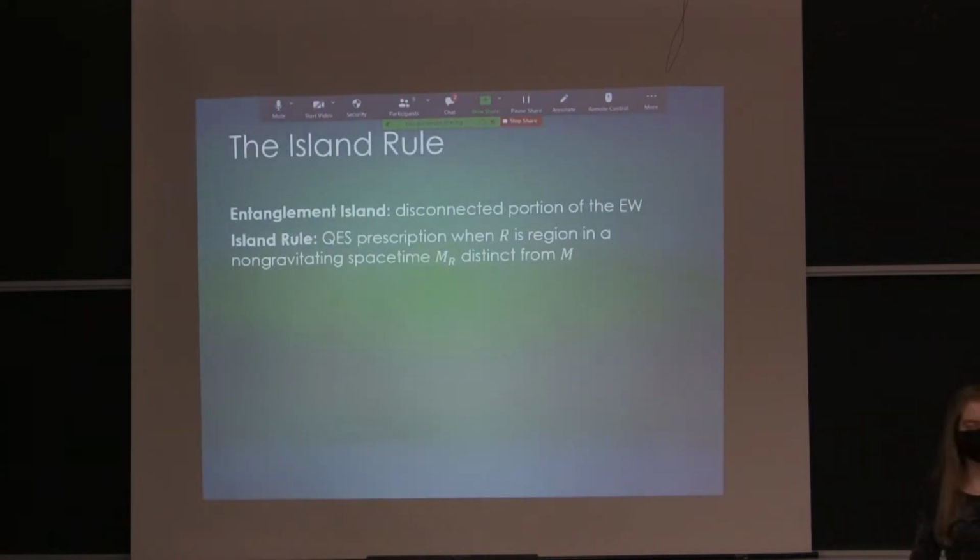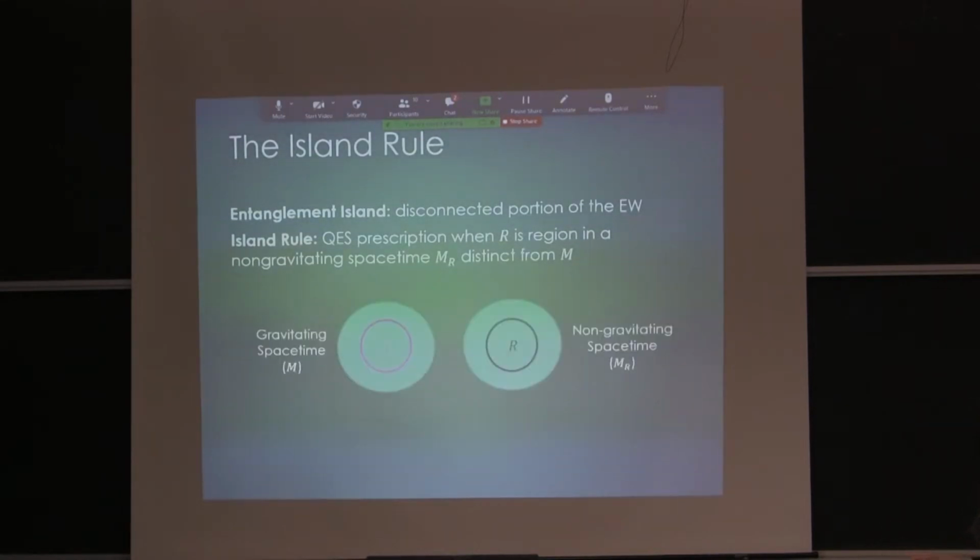So as Raphael mentioned, islands, so that's where I'm going next. One of the key insights, perhaps you could say, in these calculations for computing the Page curve was realizing that at a particular time, there is a so-called entanglement island, which contributes to the entanglement wedge. This entanglement island is a disconnected portion of the entanglement wedge. It's disconnected from the region R that is being computed. And in the case that they were looking at, the quantum extremal surface prescription reduces to this particular rule called the island rule.